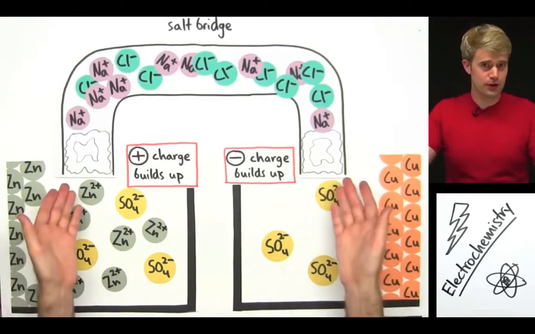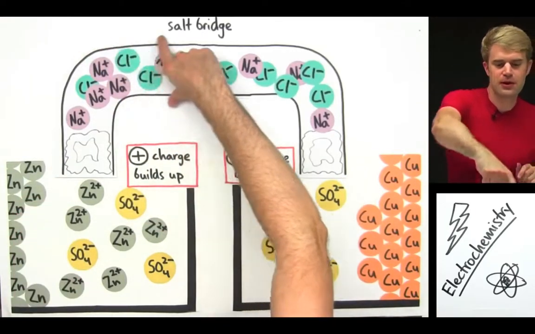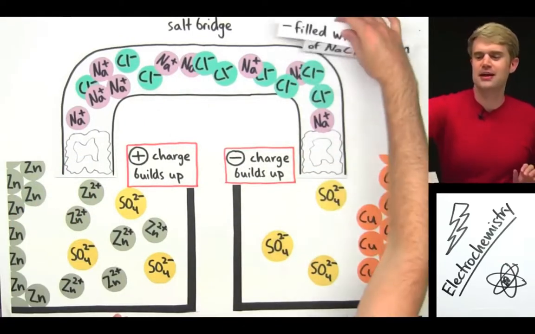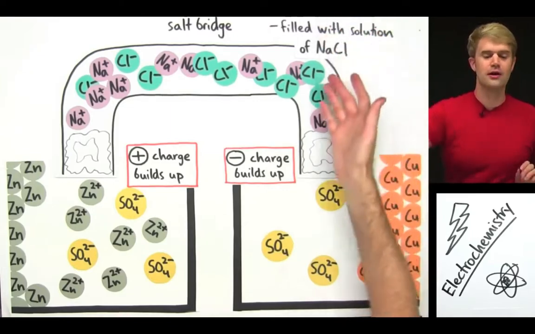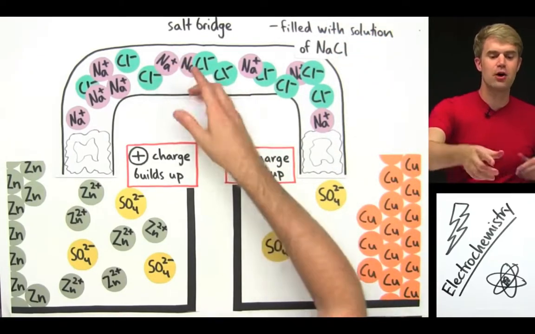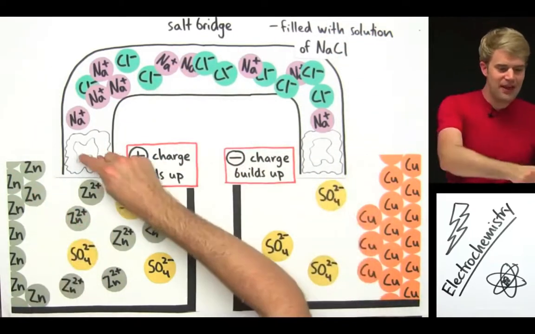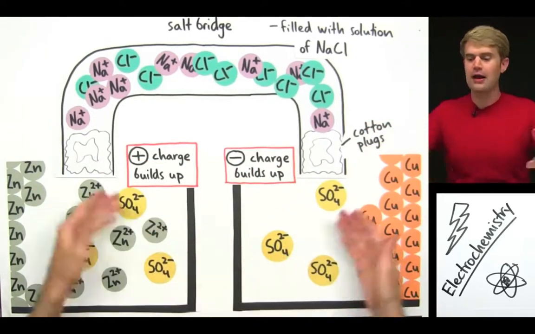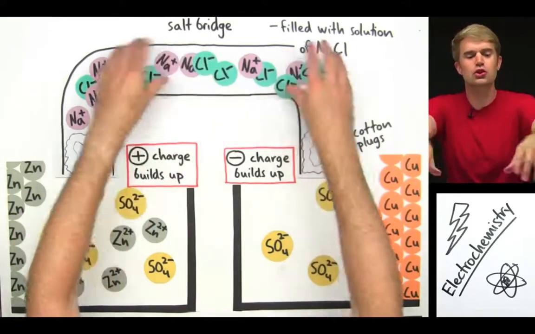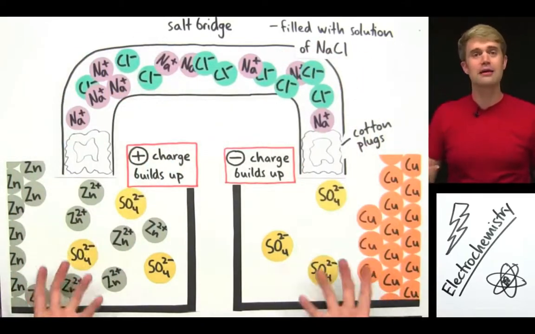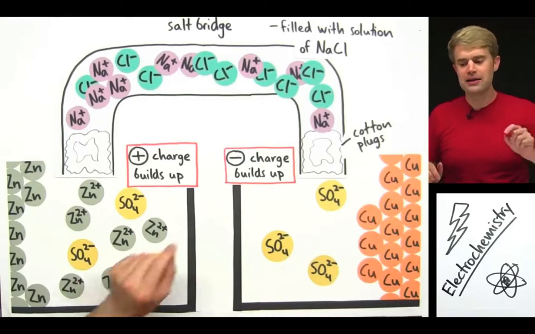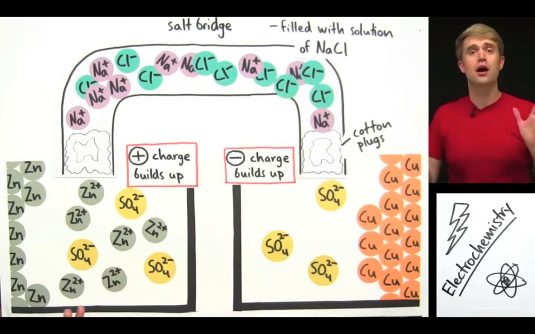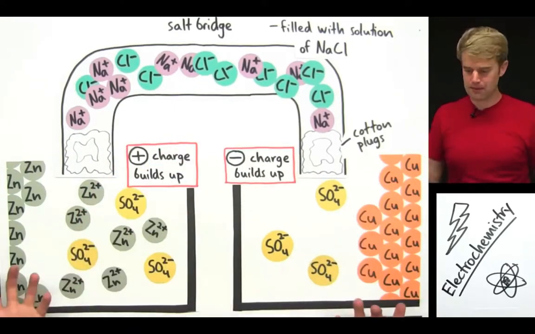Here is the salt bridge. It is a tube shaped like an upside down U that, in our case, is filled with sodium chloride. And you can see the Na+ and the Cl- ions. Now, at the ends of the salt bridge, there are cotton plugs, a little bit of cotton there. And the cotton prevents the solution from just pouring out into the half cells. But these ions are able to slowly pass through the cotton plugs, and here's what happens.